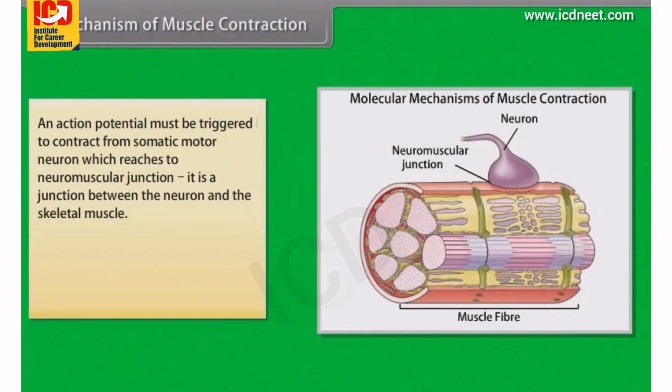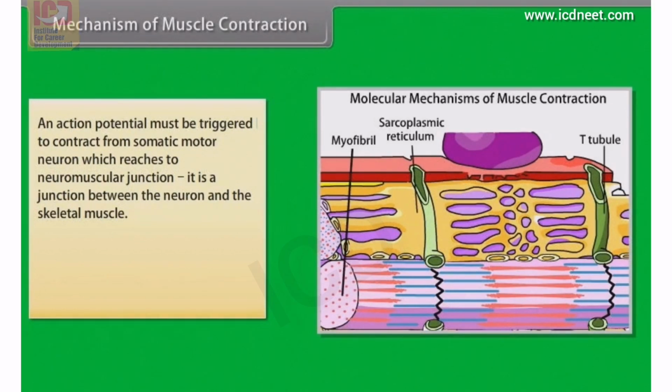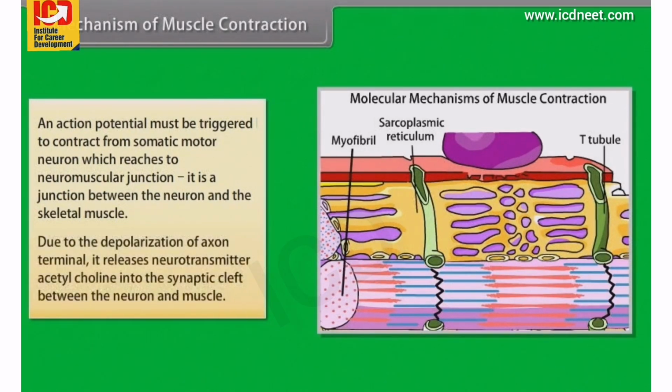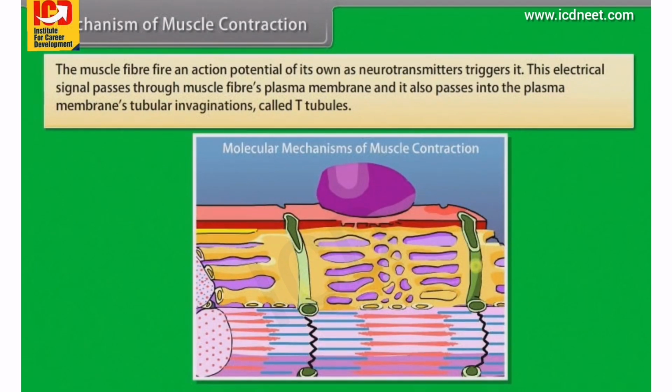An action potential must be triggered to contract from somatic motor neuron, which reaches to neuromuscular junction. It is a junction between the neuron and the skeletal muscle. Due to the depolarization of axon terminal, it releases neurotransmitter acetylcholine into the synaptic cleft between the neuron and muscle. The muscle fiber fires an action potential of its own as neurotransmitters trigger it.